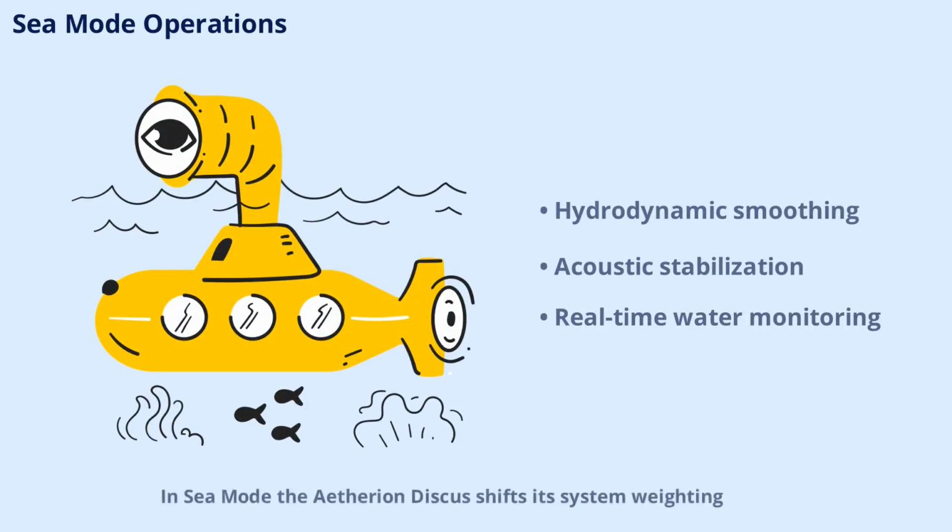In sea mode, the Aetherion Discus shifts its system weighting to prioritize hydrodynamic smoothing and acoustic stabilization. The lower propulsion ring increases stabilization, while acoustic systems dampen waves and distributed emitters control hover elevation. Sensor arrays monitor water density, turbulence, and surface topology, ensuring smooth and efficient movement through aquatic environments.